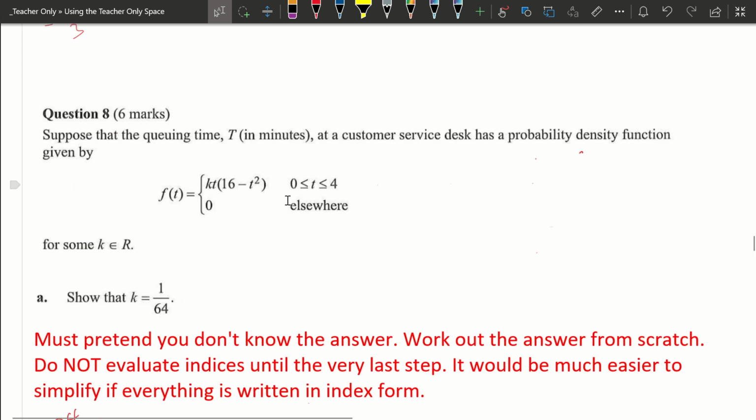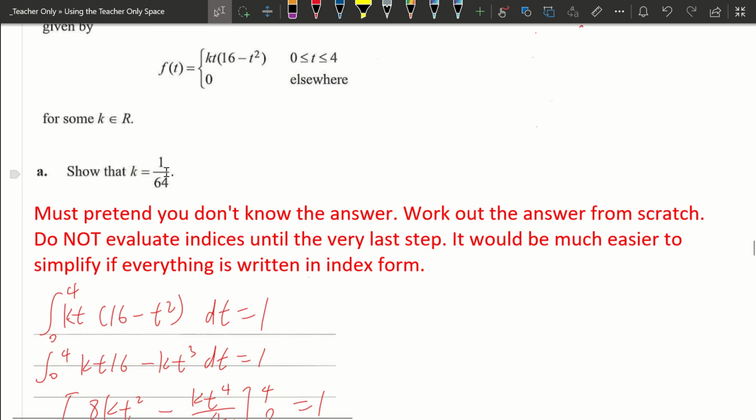That's done. Question 8. You have a queuing time. T is the time in minutes. And the probability density function is f, and there's a k times t times bracket 16 minus t squared close bracket. And k is some real number. And you have to show k is 1 over 64.